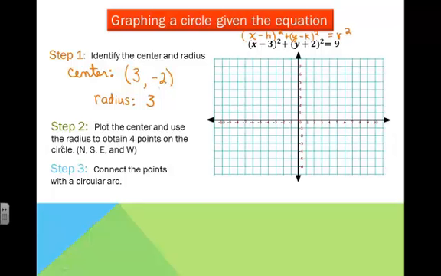Now secondly, plot the center and use the radius to obtain 4 points on the circle. So our center is at (3, −2). There's the center of our circle. And now our radius is 3, so go north 1, 2, 3, south 1, 2, 3, east 1, 2, 3, and west. And then, as best you can, draw in the arc for the circle. So that will be the graph of that circle.